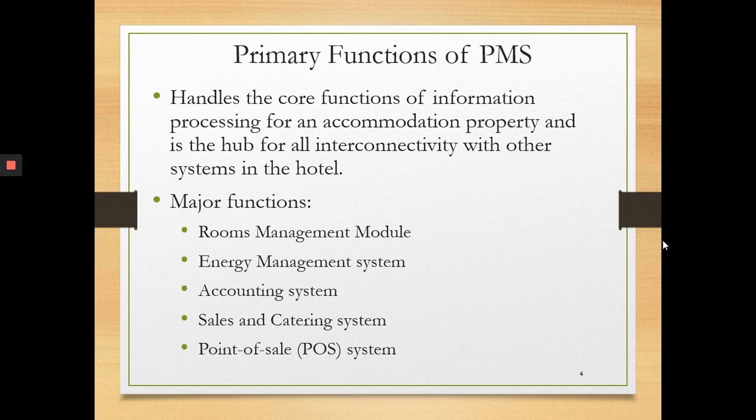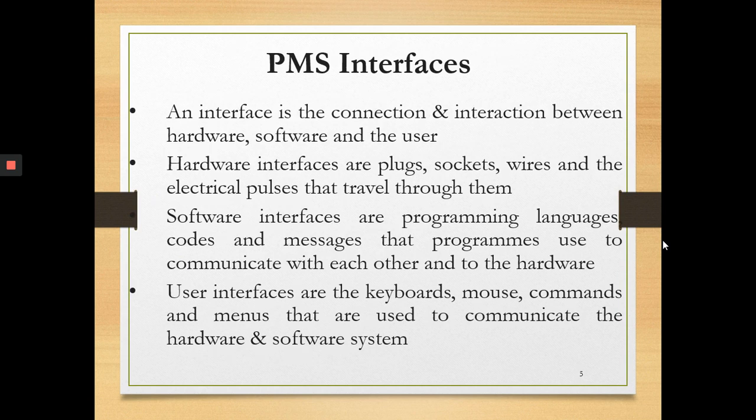PMS handles the core function of information processing for an accommodation property and is the hub for all interconnectivity with other systems in the hotel. The major functions are rooms management module, energy management system, accounting system, sales and catering system, as well as point of sale or POS system.